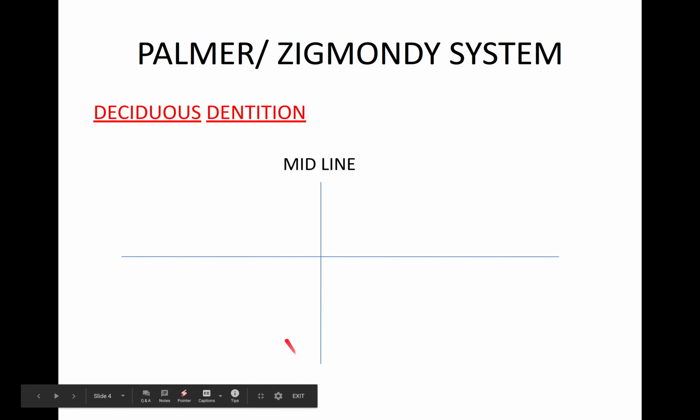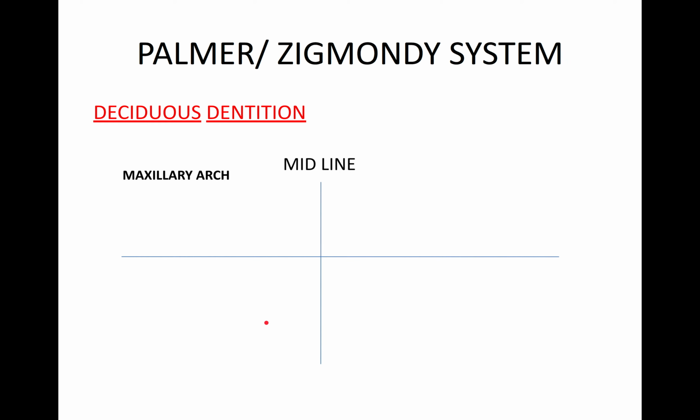Now we have the Palmer Zsigmondy system. It is used in theory, while FDI is used in speaking. We use it in theory, but FDI is used for speaking. Again it is divided into two halves, deciduous teeth and permanent teeth. This midline divides it into two halves, the maxillary and the right side.